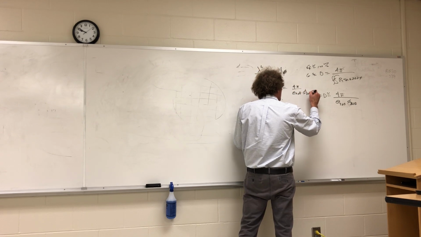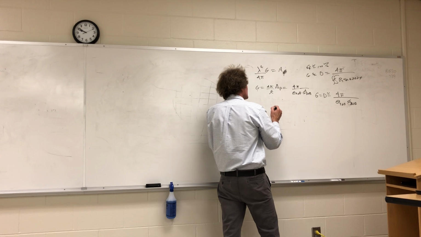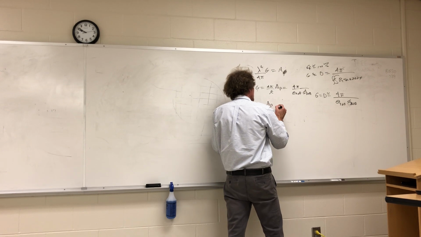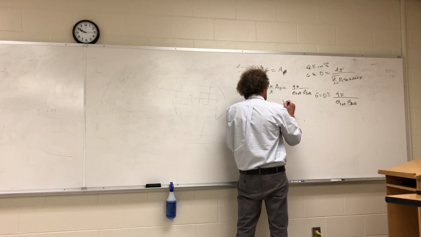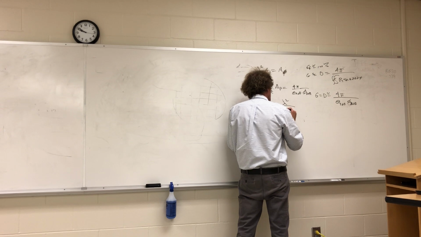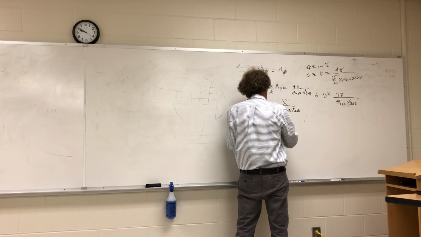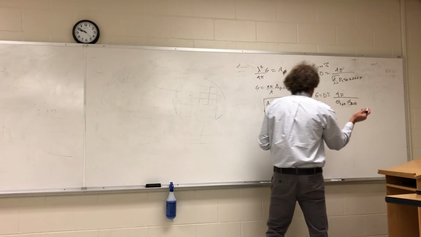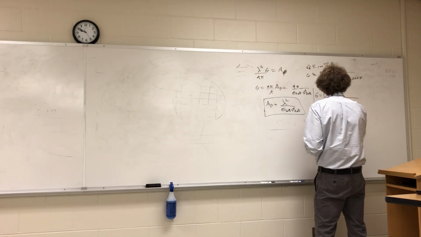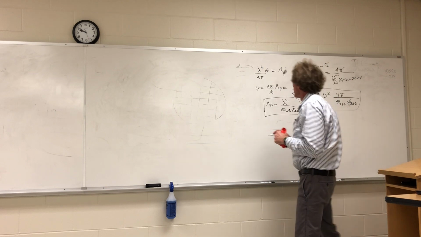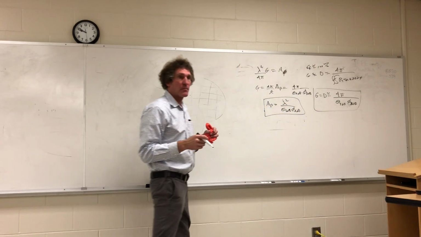Now, because I said this gain was approximately 4 pi over theta 3 dB times phi 3 dB, one thing I can say is, therefore, the actual aperture of the antenna is equal to lambda squared over the 3 dB beam width. That's one we're going to use. You all agree with me there?